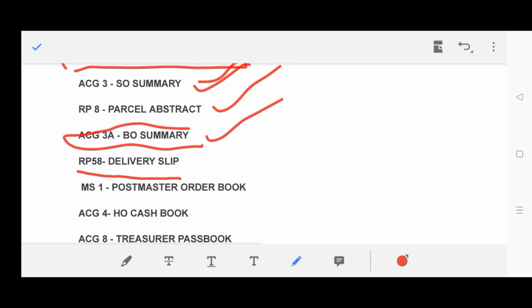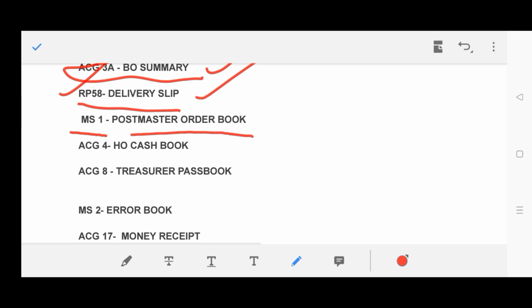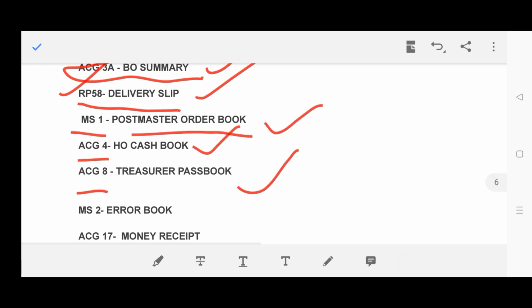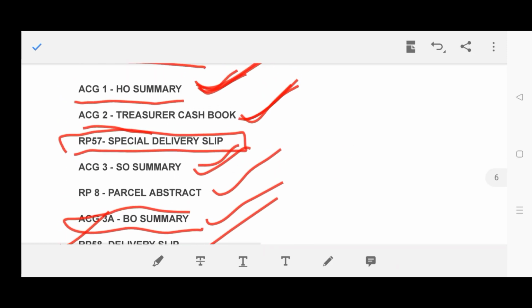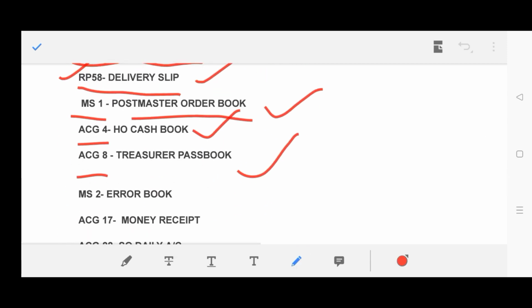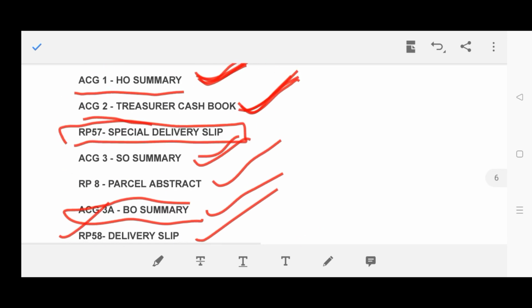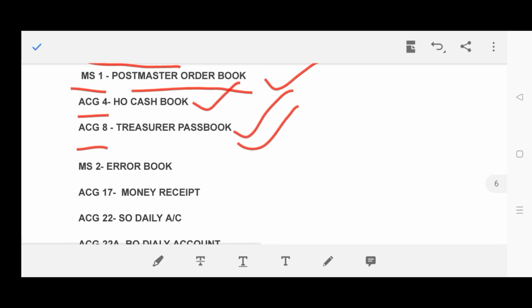Next, RP58 is a delivery slip. What is the form number of delivery slip? That is RP58. Next, postmaster order book MS1. ACG4 is HO cash book. ACG8 is treasurer passbook. These are the differences between treasurer cash book and treasurer passbook: ACG2 is treasurer cash book and ACG8 is treasurer passbook. And ACG4 is HO cash book and ACG1 is HO summary. These are the differences between HO summary and HO cash book.